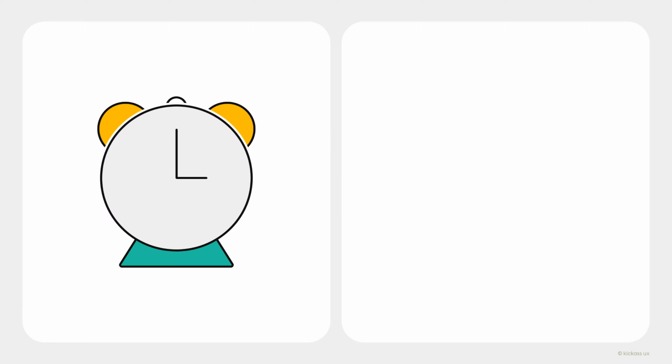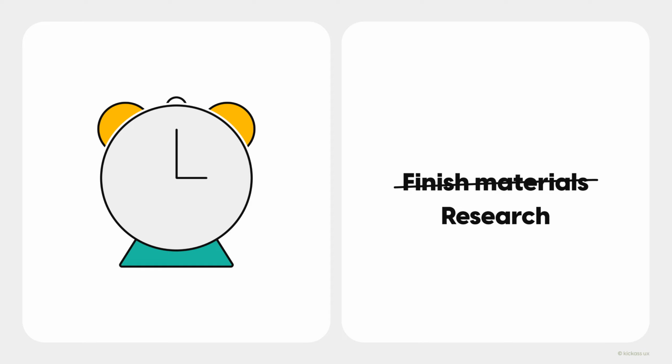Imagine you're tasked with building an alarm clock. You wouldn't want to start by focusing on finished materials like wood or carbon fiber. Instead, you'd want to start by researching the target audience and their needs. That way you can create a product that is useful, relevant, and meaningful for people.